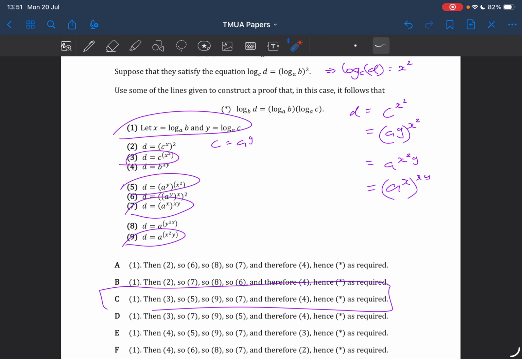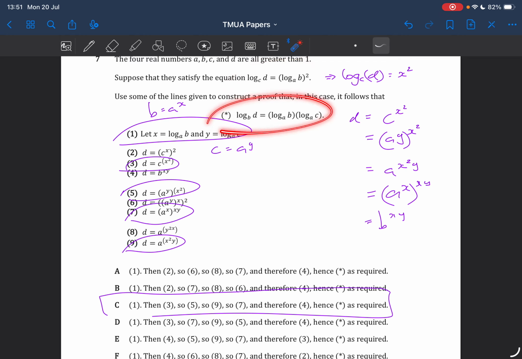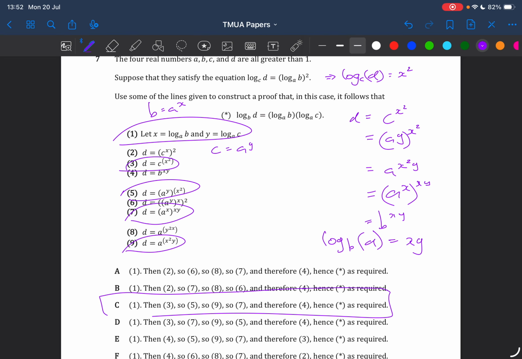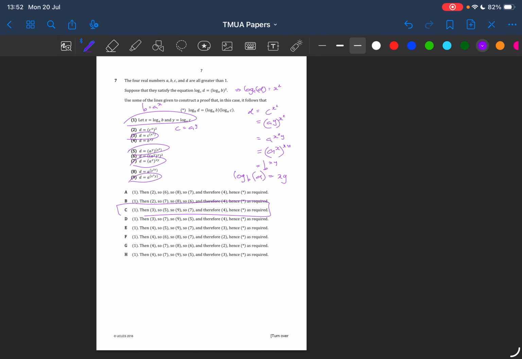So D is equal to B to the power of xy. Well, we do know from this that B will equal to A to the x. So that's going to be true as well. And then we want to do star. Okay, so from that point onwards, we're just taking, I'm sorry, this one. Log base B of both sides. You'll end up with log base B of D is equal to x times y. And we can see that these bits, that's x, that's y. So that looks good to me. C is the correct answer.